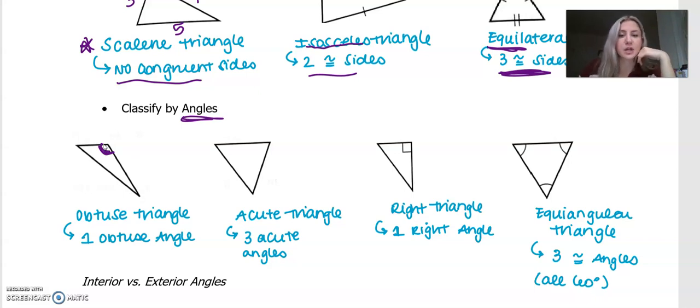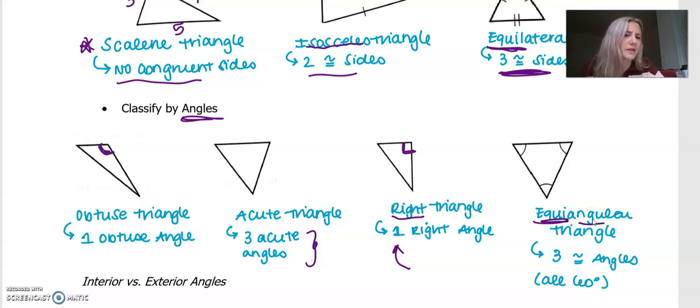The next one is an acute triangle. It needs to have three acute angles. All three of these angles need to be acute for us to call it an acute triangle. Then we've got a right triangle. All we need is just one right angle, and we'll see that little box here to identify that this is a right triangle.